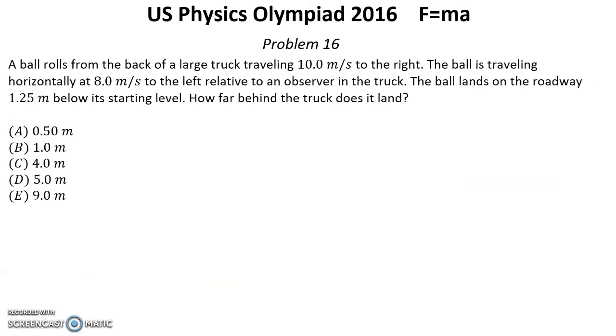Problem number 16. A ball rolls from the back of a large truck traveling 10 meters per second to the right. The ball is traveling horizontally at 8 meters per second to the left relative to an observer in the truck. The ball lands on the roadway 1.25 meters below its starting level. How far behind the truck does it land?